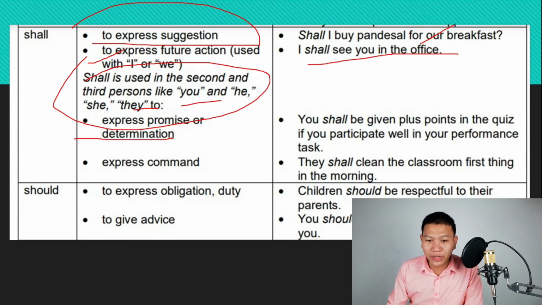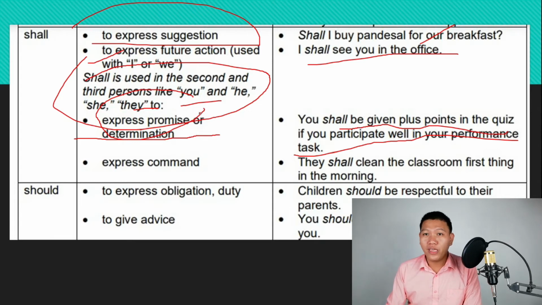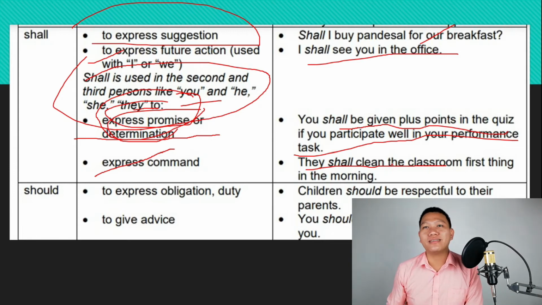Third, it is used to express promise or determination. You shall be given plus points in the quiz if you participate well in your performance task. For example, if you are familiar with the late General Douglas MacArthur and his famous line, I shall return, he was expressing promise or determination. Also to express command: they shall clean the classroom first thing in the morning. I shall clean first. There's a command.